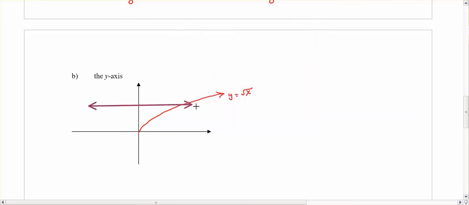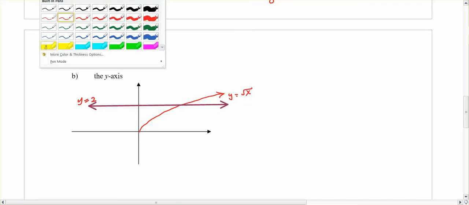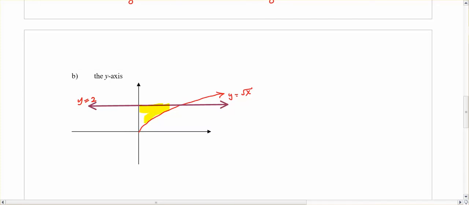Okay, so there's y equals 2. Let's shade in my region. It's always a good idea to shade in your region so you know what you're talking about. We know our points of intersection. This is (4, 2). And this time I'm going to rotate it about the y-axis.